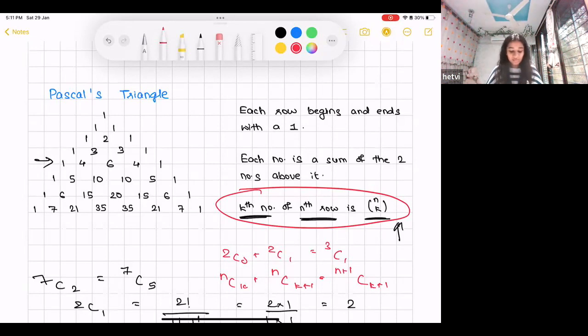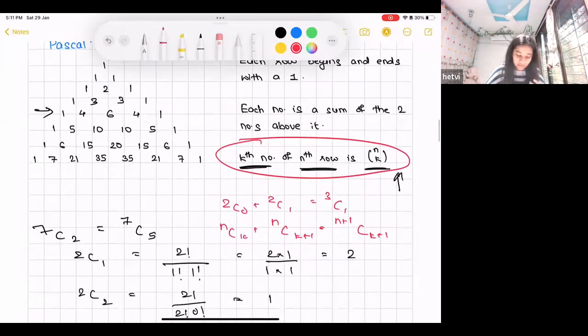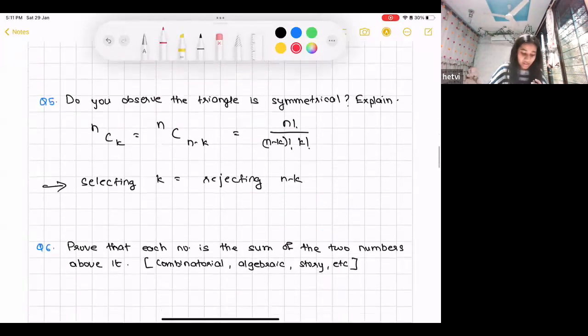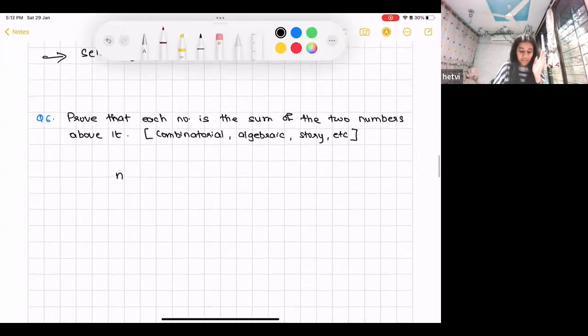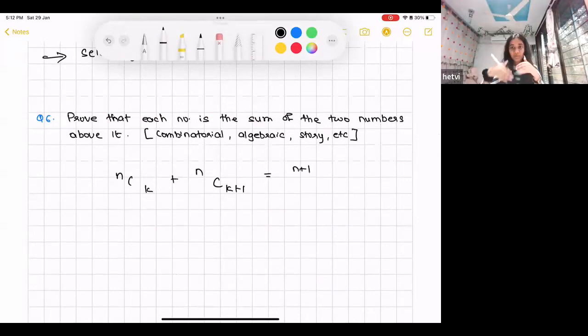Okay, so I'll tell the answer to this so that you get a better idea of what we actually are trying to do. Basically, what we want to prove is this, I'll write it in a better way. If you see two numbers, you have nCk, then you have the number beside it, that is nC(k+1) in the same row. And it equals the number below it. The row under it will be n+1, and we will get C(k+1).